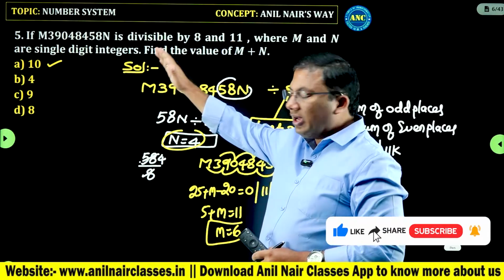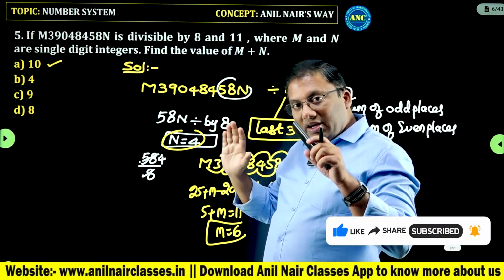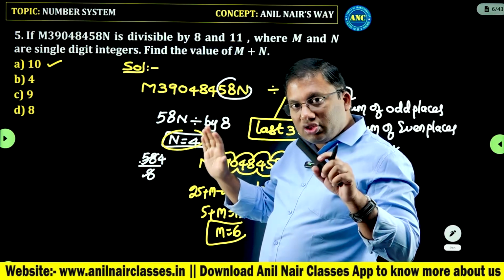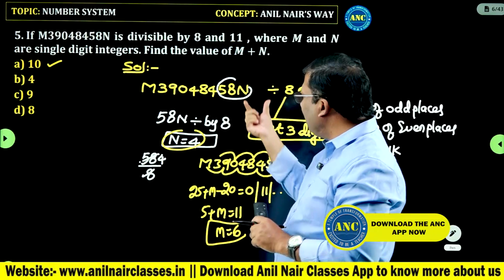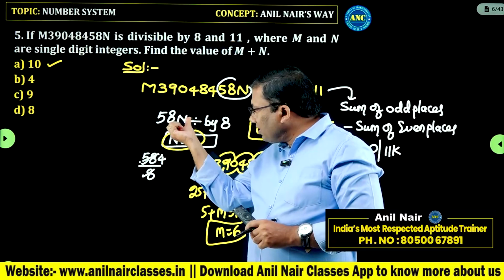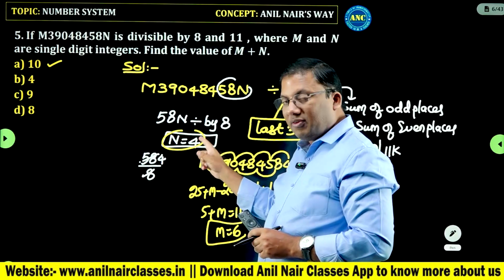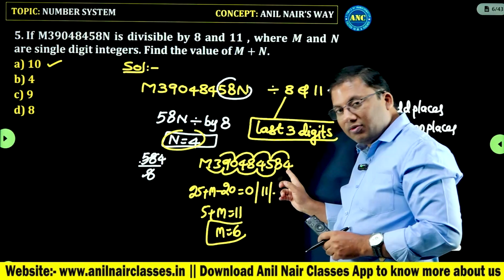This number is divisible by 8 and 11. For a number to be divisible by 8, the last 3 digits should be divisible by 8. 58n should be divisible by 8. So 8 sevens are 56, 24 is divisible. That means n value is 4. I kept n value 4.